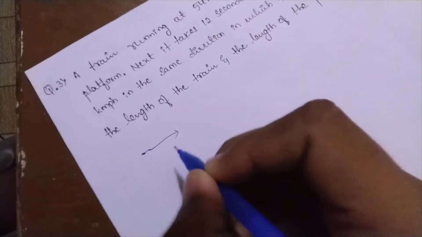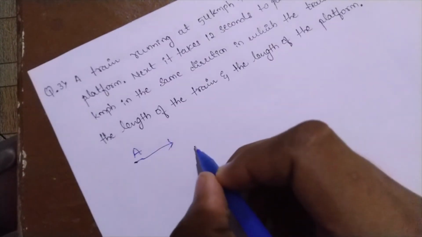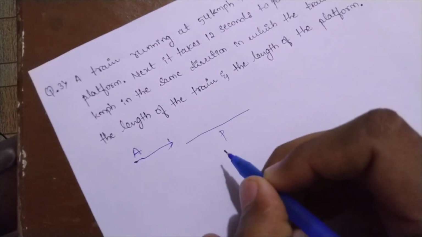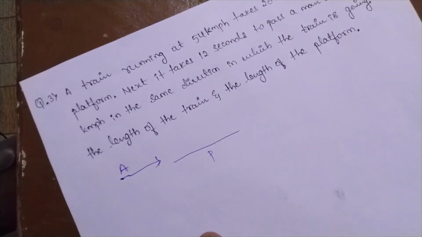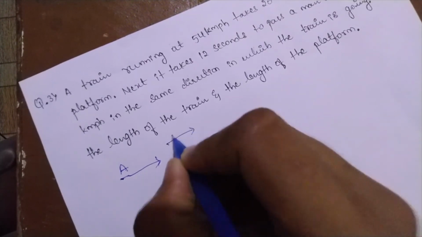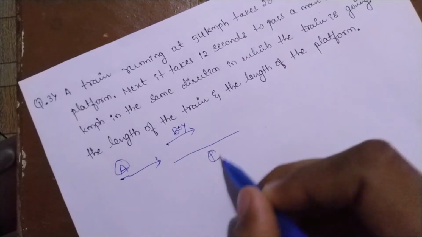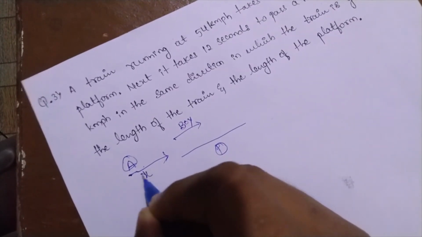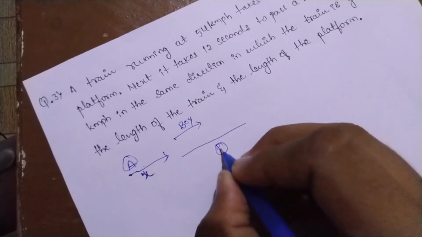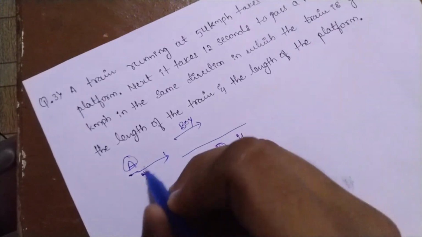So what this question says: a train is moving. Here is the platform, and a boy walking here. So this is the boy, this is the train, and this is the platform. The train has length x. Consider it as x. The platform has a length y. Consider it as y. The train has a speed, they gave it as 54 kmph.